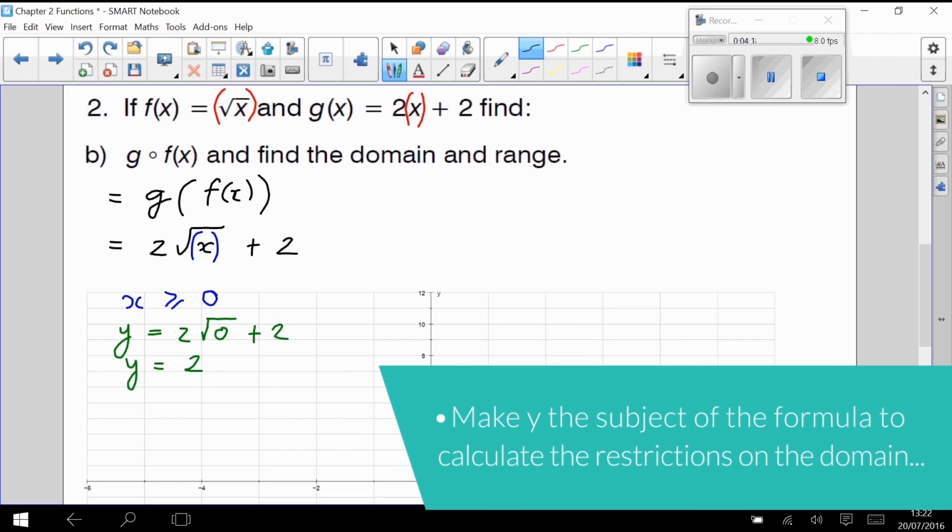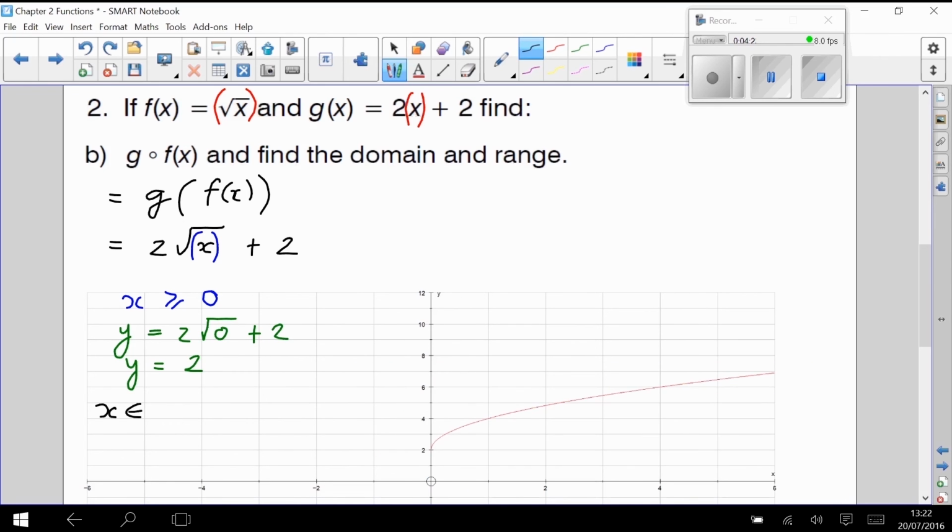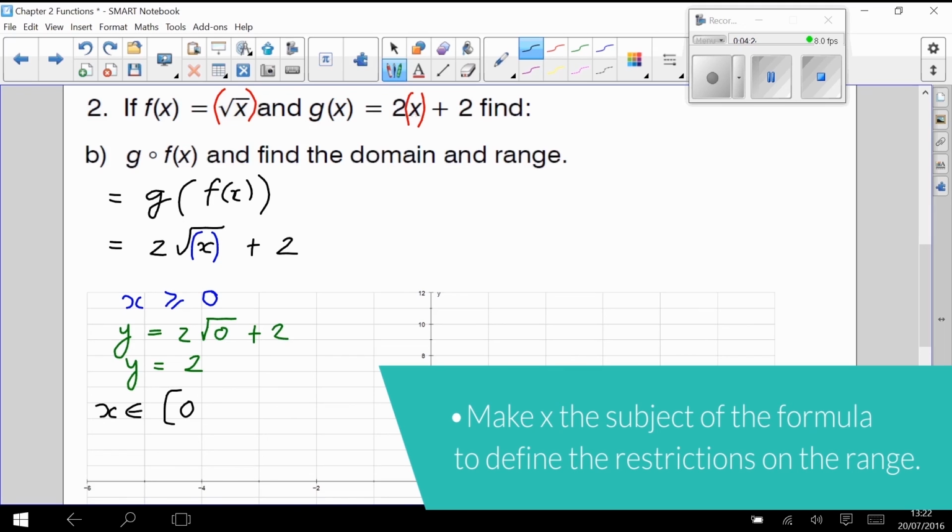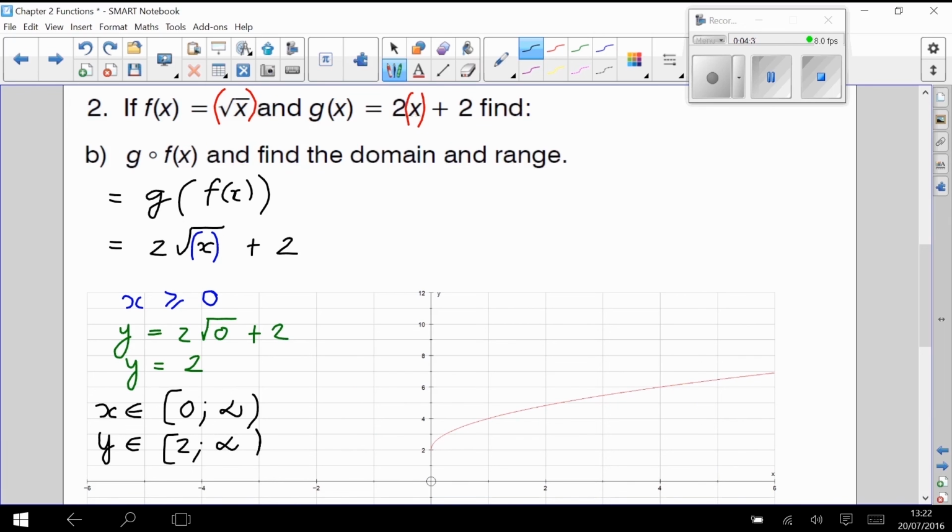So once again, writing this up as interval notation, for my domain, I said that x could start when x was 0 and go all the way up to infinity. For the range, y had to start at 2 and then could use all the other values going up to infinity.